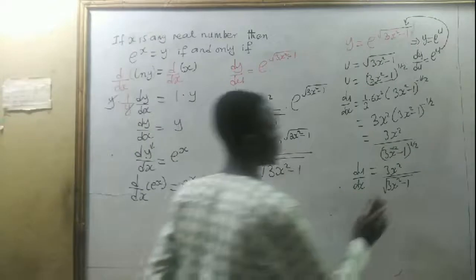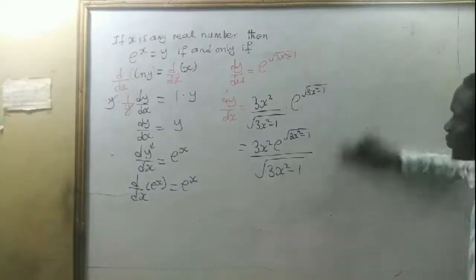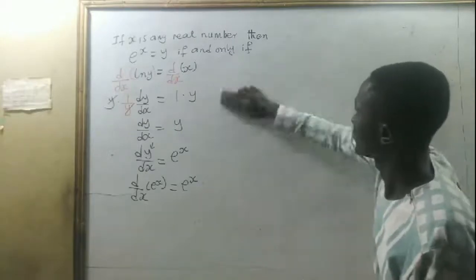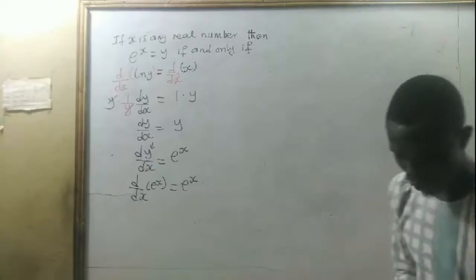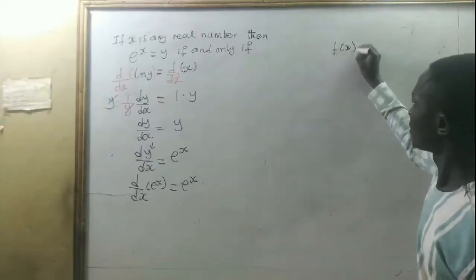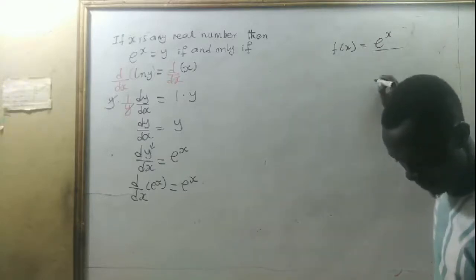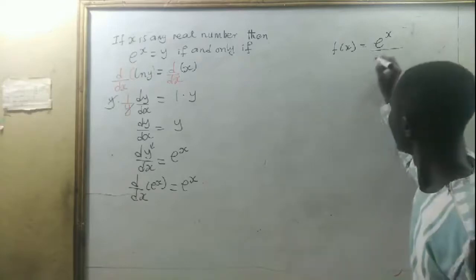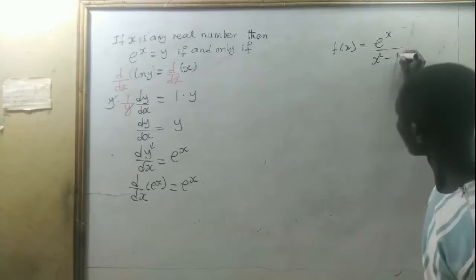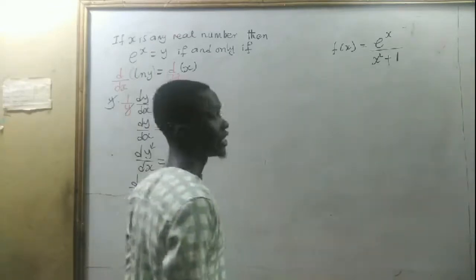Now, let's take another example. If we have f of x equal to e to the power x divided by x squared minus 1, no, it's x squared plus 1. How do we go through this? So here we are going to use the quotient rule.